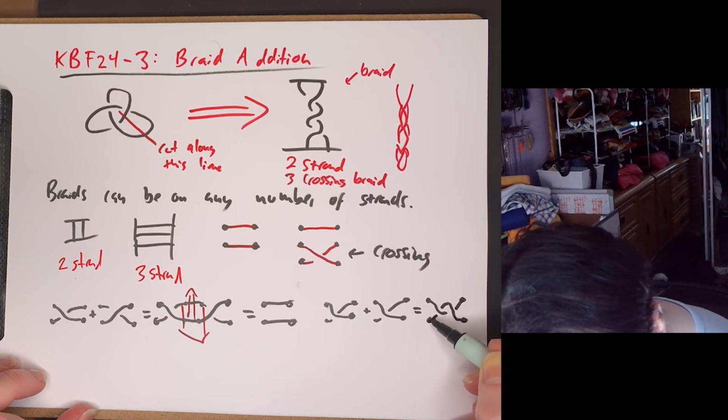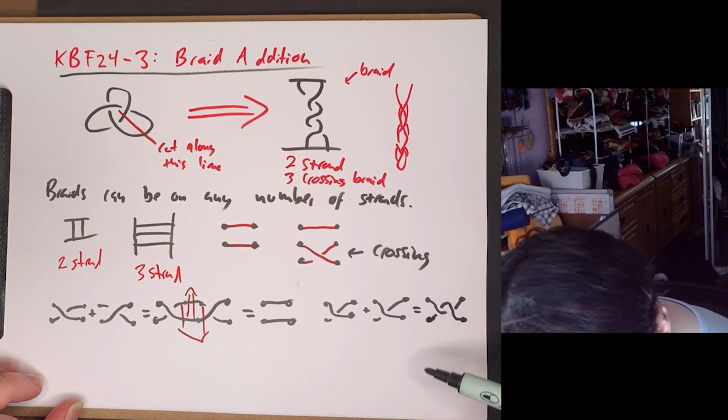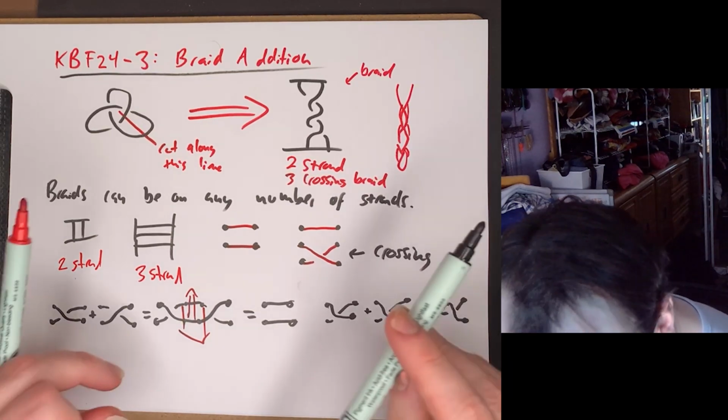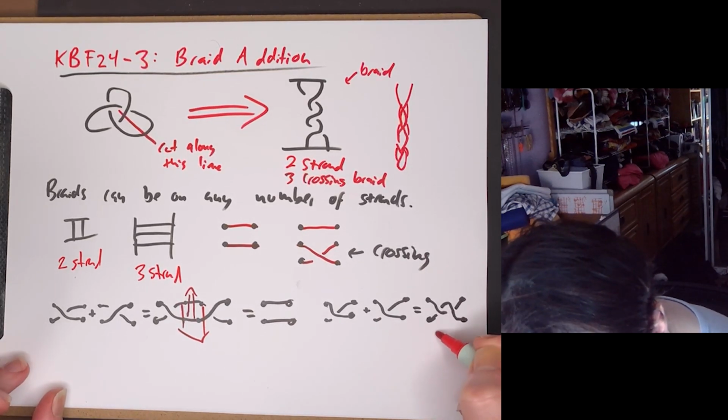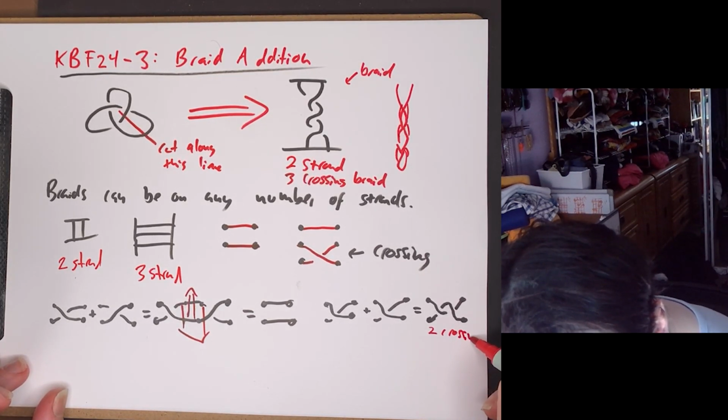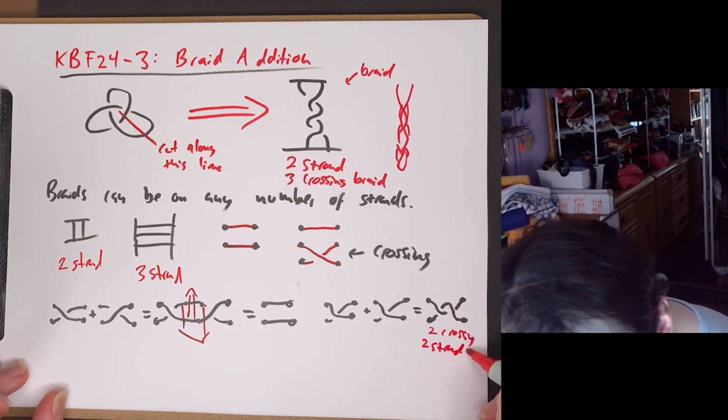And instead we end up, let's make sure I did it all right, up, down, down, up, yep. And instead we end up with a 2 crossing braid. 2 crossings on 2 strands.